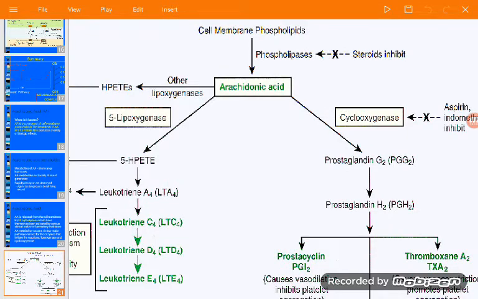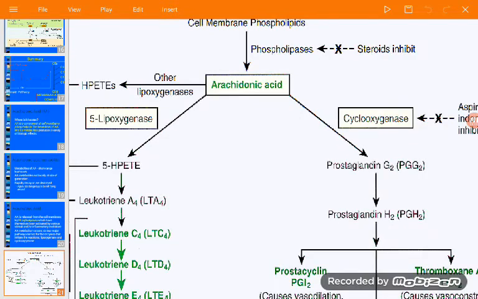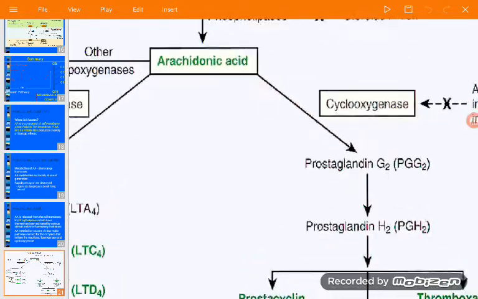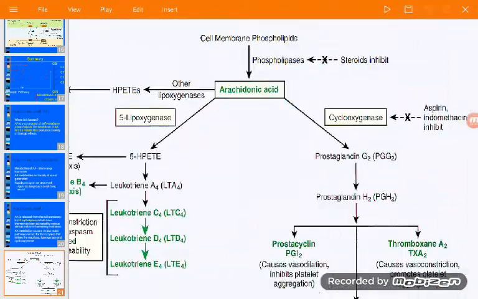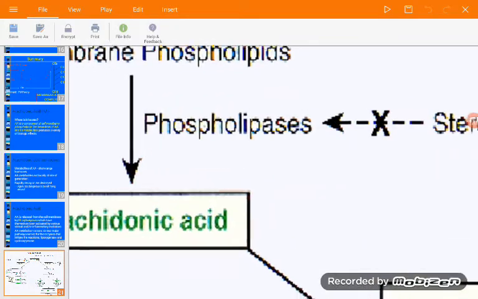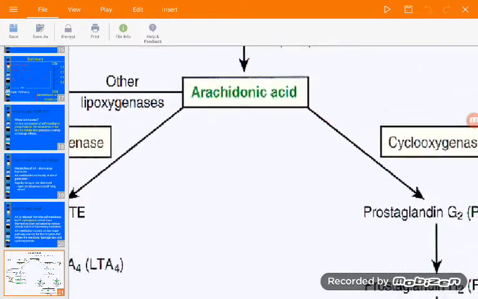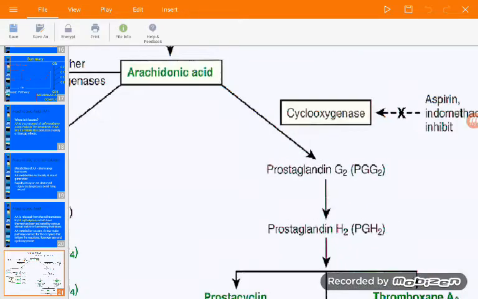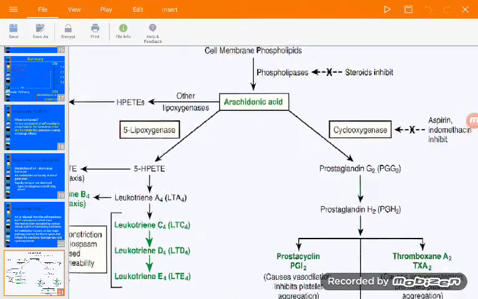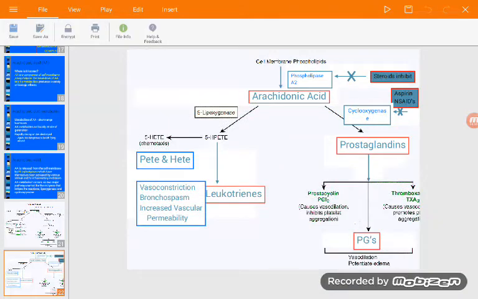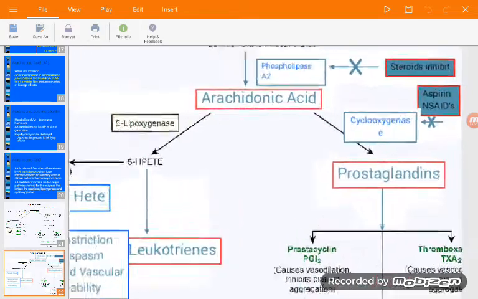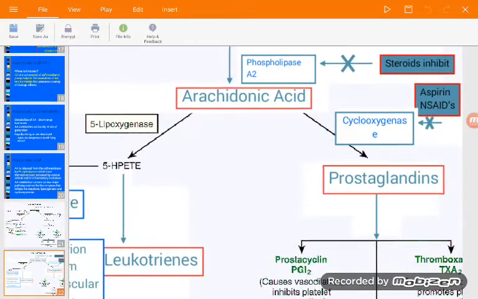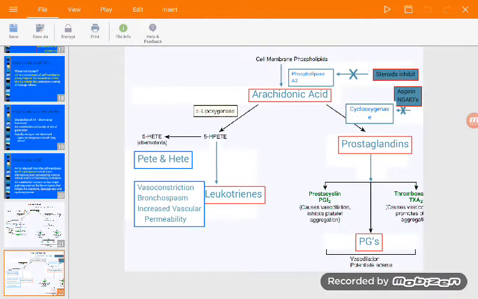Cell damage releases phospholipid. Phospholipid, by the action of phospholipase, gives us arachidonic acid. Arachidonic acid with the enzyme cyclooxygenase gives us prostaglandin, or with the action of lipoxygenase gives us leukotrienes. In this pathway, phospholipase can be inhibited by steroids, which are anti-inflammatory. Cyclooxygenase can be inhibited with aspirin and other non-steroidal anti-inflammatory drugs like ibuprofen. Again, this is the pathway. This is steroid inhibiting phospholipase A2. This is aspirin or non-steroidal anti-inflammatory drugs inhibiting cyclooxygenase.